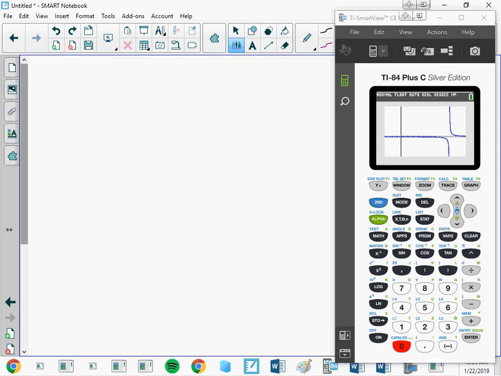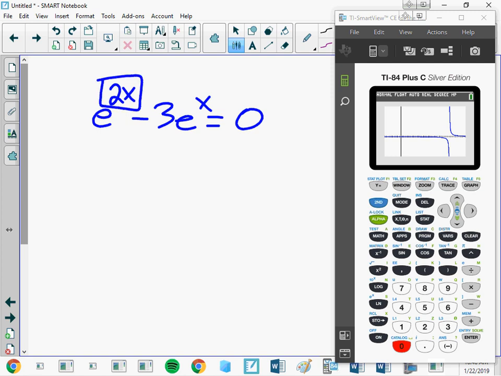Okay. 12. So e to the 2x minus 3e to the x equals 0. What should we do here? U substitution. So is this one twice as big as this one? Did I skip one? Oh, I'll go back to 11 in a second. Sorry, this is number 12. So yes, u equals e to the x. And I get u squared minus 3u equals 0. How do we factor that?